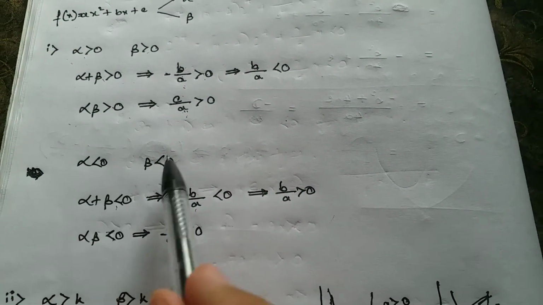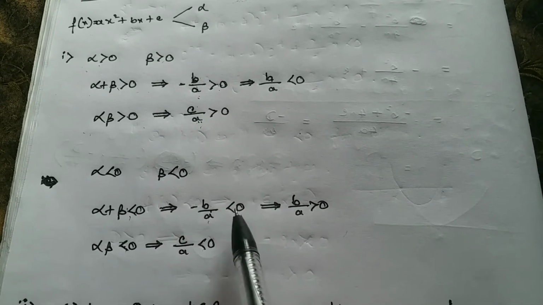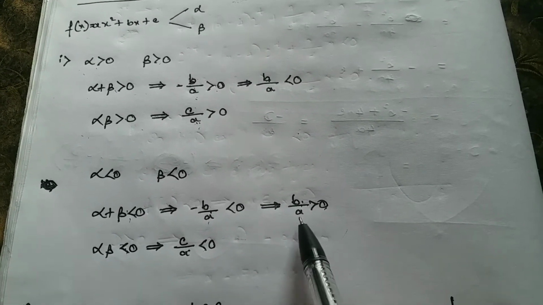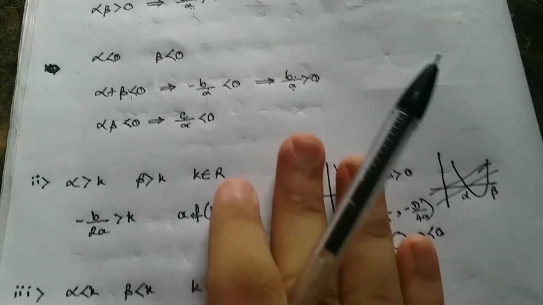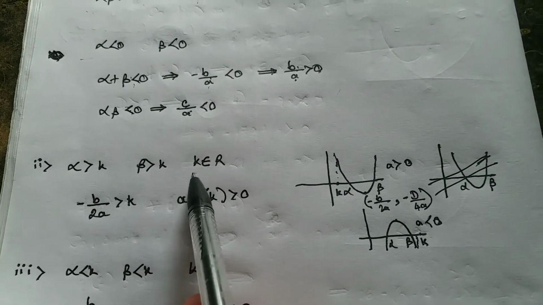Now the second case: alpha less than 0, beta less than 0. So both roots are negative, that means the sum is negative and the product is positive: minus b by a less than 0, c by a greater than 0, b by a greater than 0. So the coefficient of x² and the coefficient of x have the same sign, and the coefficient of x and the constant term have the same sign for both roots negative. Now this case, alpha greater than k, beta greater than k, for k belonging to the reals.